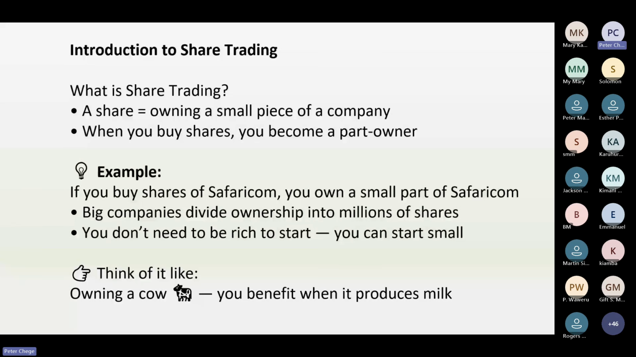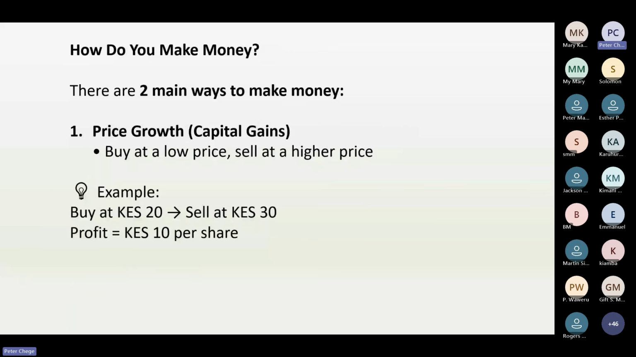So then we have said this is a cow you have bought. Let's say it's a cow that is owned by the whole village. So you own part of that cow when you contribute. It's the same thing you are doing in shares. Then how does it benefit you? It has to give you milk. Now in NSE, shares give you money in 2 ways.